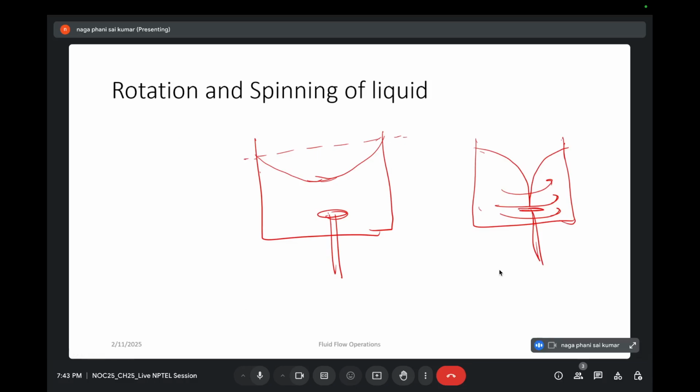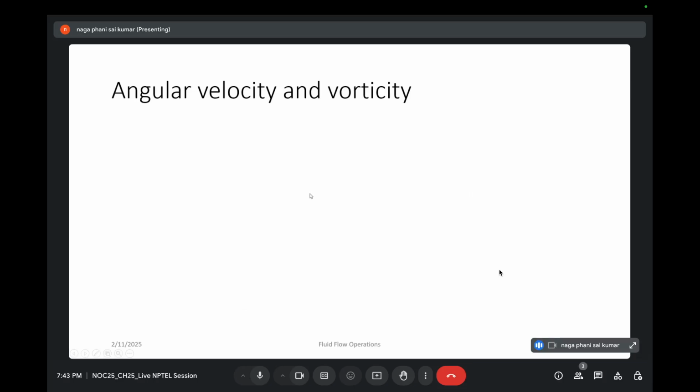Okay, so you will also come across angular velocity. I think this is already explained in the class, so I will not be going into that. And then we have circulation, which is based on Stokes theorem. I think this was also explained in the class.